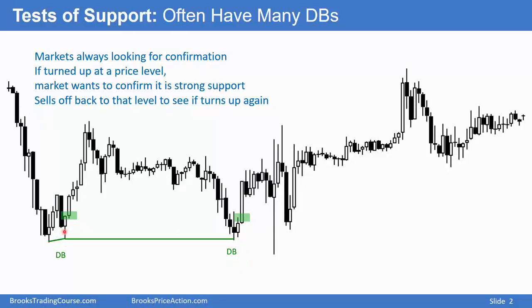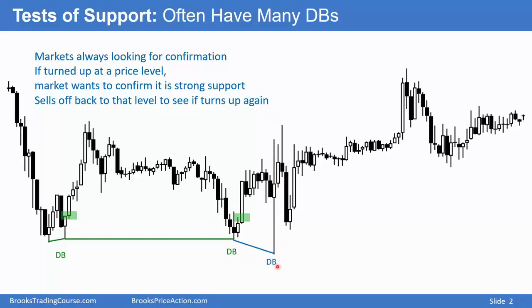Here's a small double bottom. Traders bought here. The market tried to resume down, and every time it gets to the prior low, it's a test of that low. Will it reverse up again? It did. Again, we're back down to that level where bulls bought before. Will the bears break through that level, or will the bulls buy again? This is a test of the prior low, and it formed a double bottom.